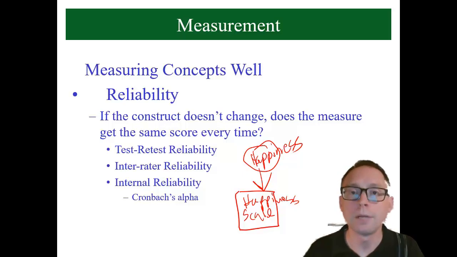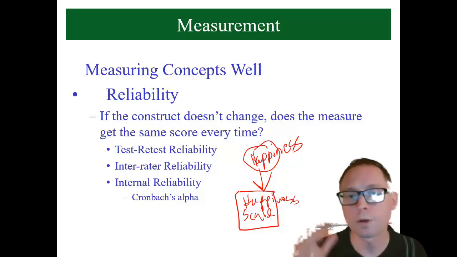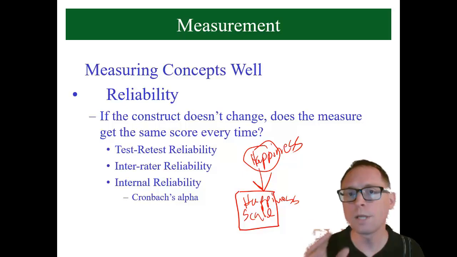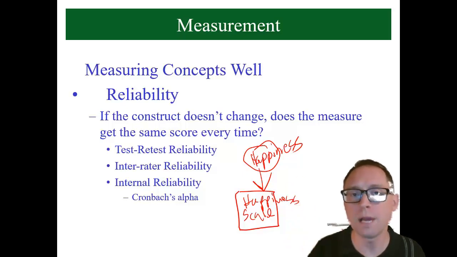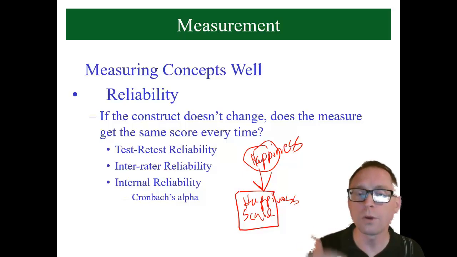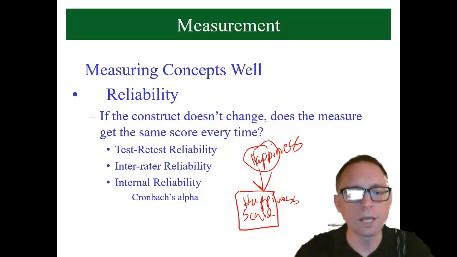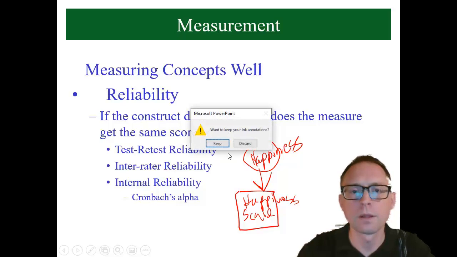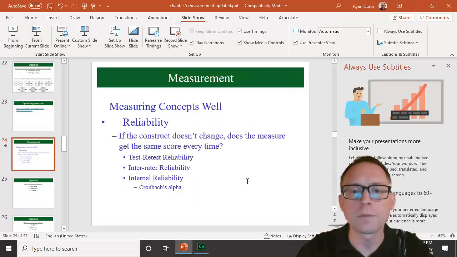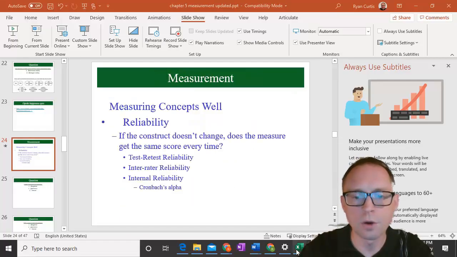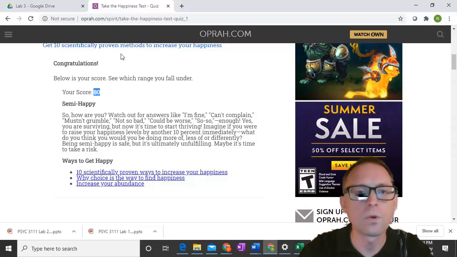Internal reliability is only for self-report measures. And what it's saying is that the questions inside of the measure should correlate with each other. So what that means, let me show you what that means. Let's go back to Oprah's quiz.